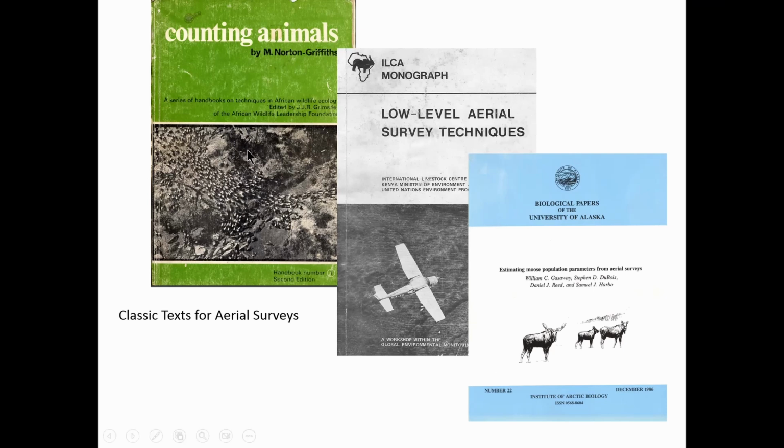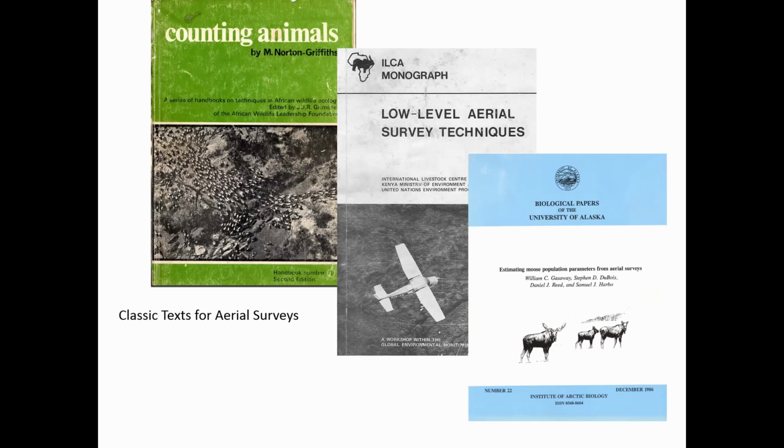I'm sure you've all heard of Counting Animals by Mike Norton-Griffiths, which summarized the state of knowledge up till 1978, and brought together the concepts that had been developed in the Serengeti with the statistical processes designed by Mr. Jolly, into this classic text about how to design aerial surveys. There were many questions that remained.